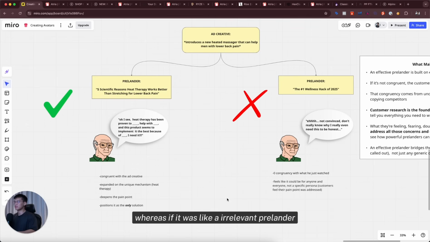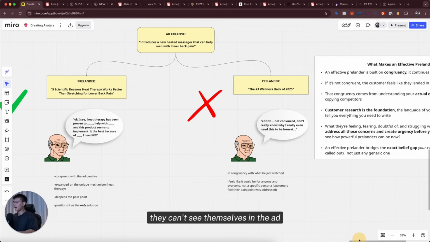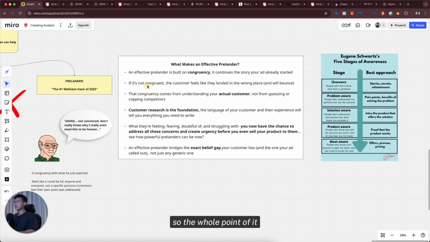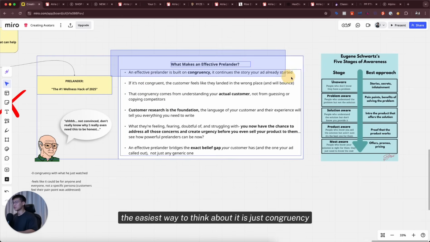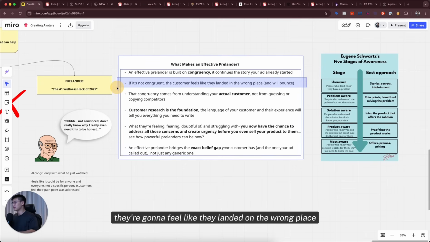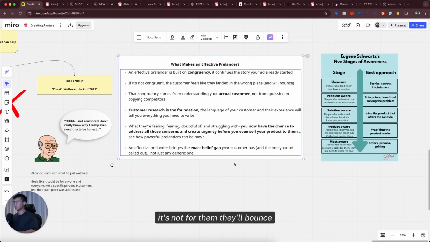Whereas if it was an irrelevant pre-lander, they can see themselves in the ad, they can see the scenarios they've gone through, but they feel like it's just not made for them. They click out. So the whole point, the easiest way to think about it, is congruency. There are a lot of frameworks around this. I think the best advice to simplify it: if I were to show someone from your ad a landing page, it should be the exact same angle. Like I said, if it's not congruent, they're going to feel like they landed in the wrong place. It's not for them, they'll bounce.